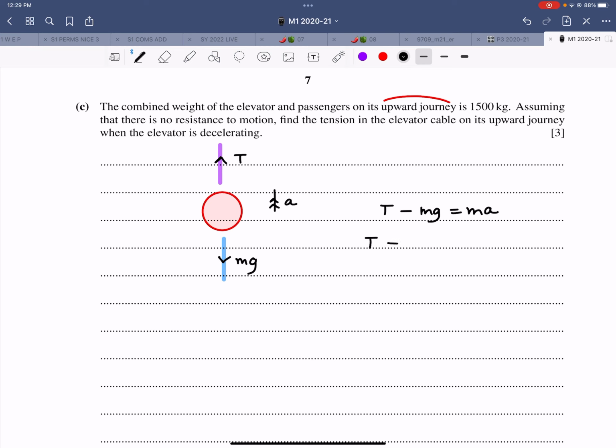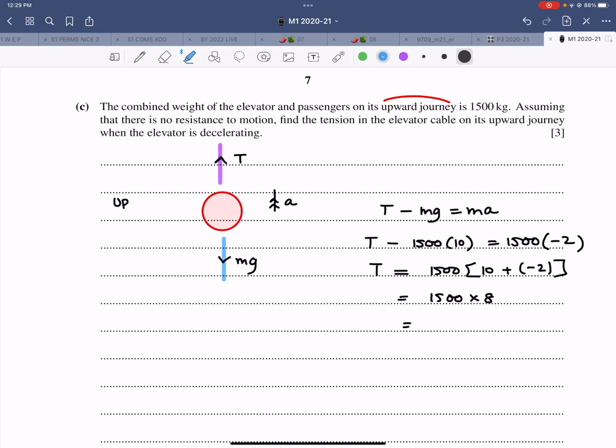T minus 1500 into 10 is equals to mass into acceleration. T equals 1500 into 10 plus minus 2. I've taken 1500 common out. So 10 minus 2 is 8. That is 1500 into 8. This is the answer. Naturally, the tension will come out to be lesser than the weight component. That is why the acceleration is coming out to be negative. So as long as it's going up, we would start with this equation. T minus mg is equals to mass into acceleration. So that gives us our answer.